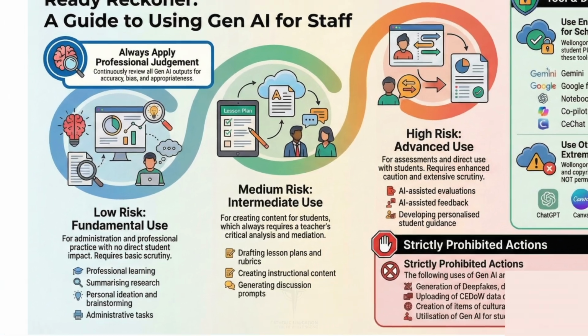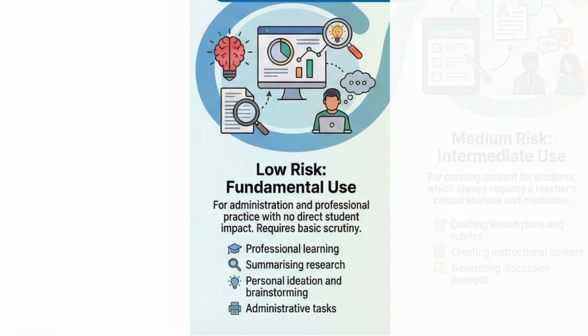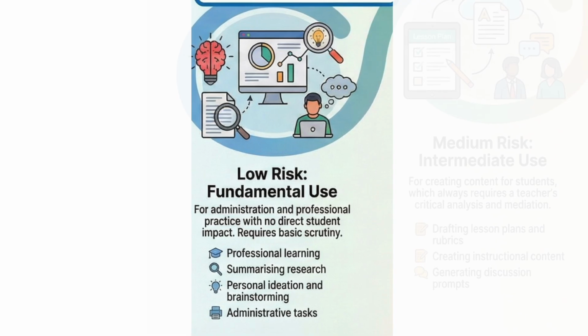Let's break it down. First up, the blue zone. This is low-risk fundamental use. It's basically AI for you. Admin tasks, summarizing research, or brainstorming ideas. The rule is just basic security. Read over what's there to make sure it makes sense.